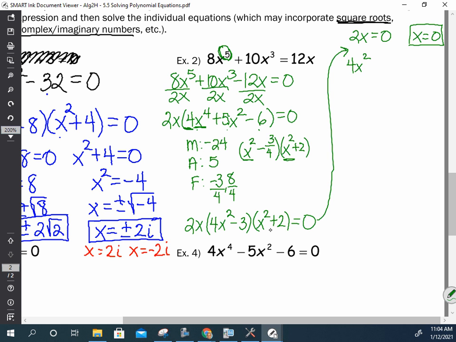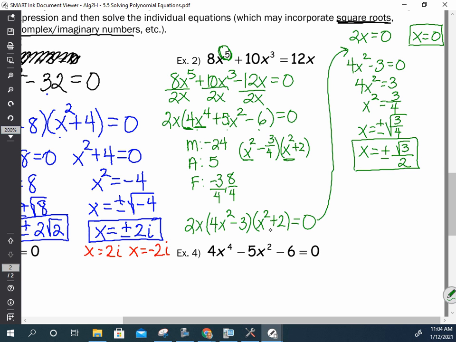Four x squared minus 3 equals 0. So 4x squared equals 3. X squared equals 3 over 4. So x equals plus or minus the square root of 3 over 4. So x equals plus or minus the square root of 3 over 2. So it's fully simplified.